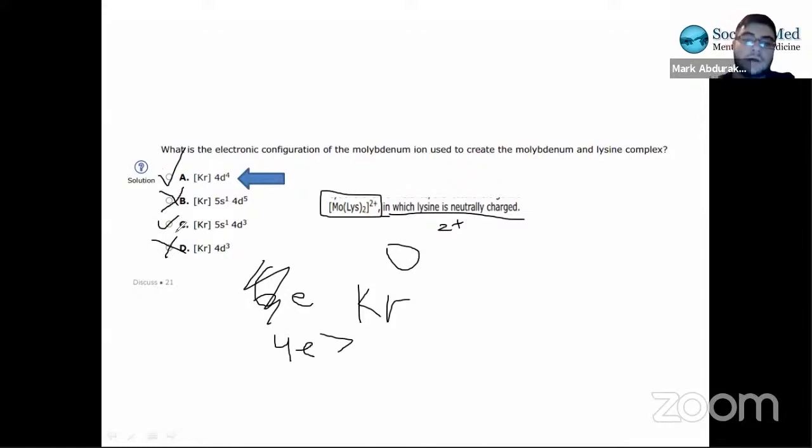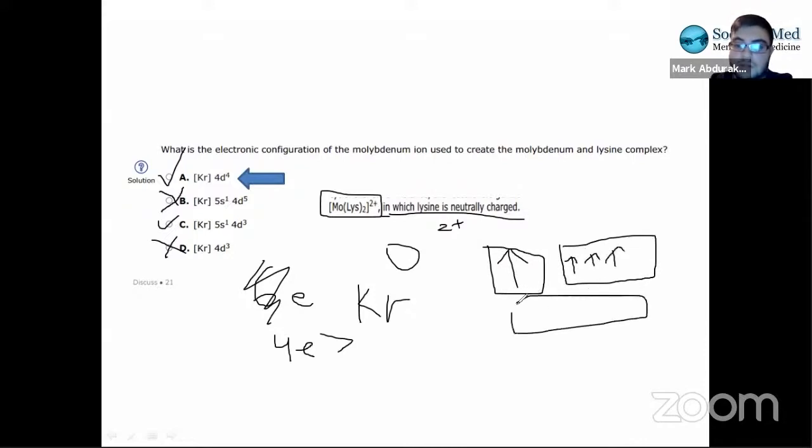Well, remember that the s orbital can sometimes get filled before the d orbital, like in the case of 3d and 4s, right? 4s sometimes gets filled before 3d. However, in this case, it's not as effective to do one. So this is the s orbital, and this is the d orbital, right? It's not as effective to do something like this rather than just doing something like this, where you just fill up the d orbital, right?